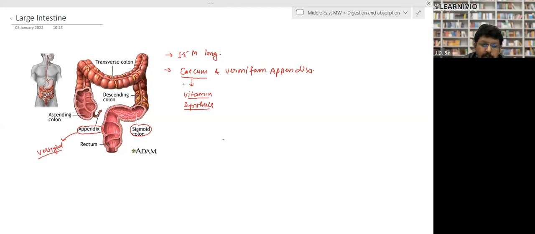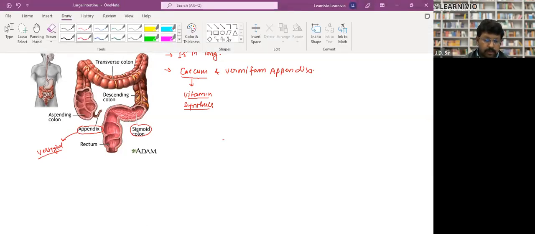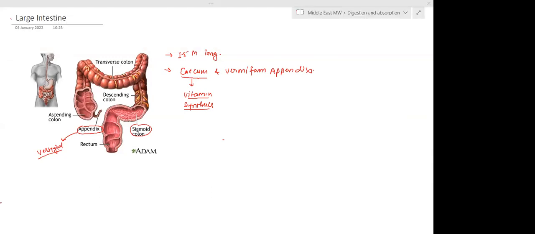And as we know, the vermiform appendix is the vestigial part. We have already discussed it, so please note it down. It is a pouch-like structure which is about 6 centimeter in length. Full stop.